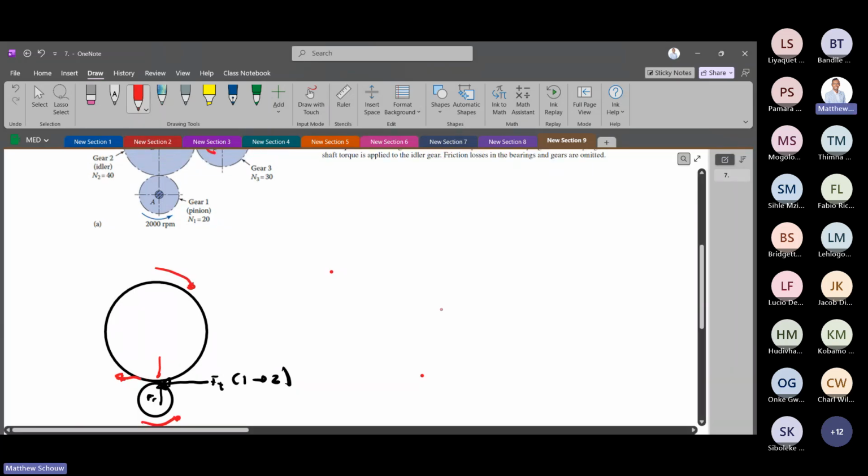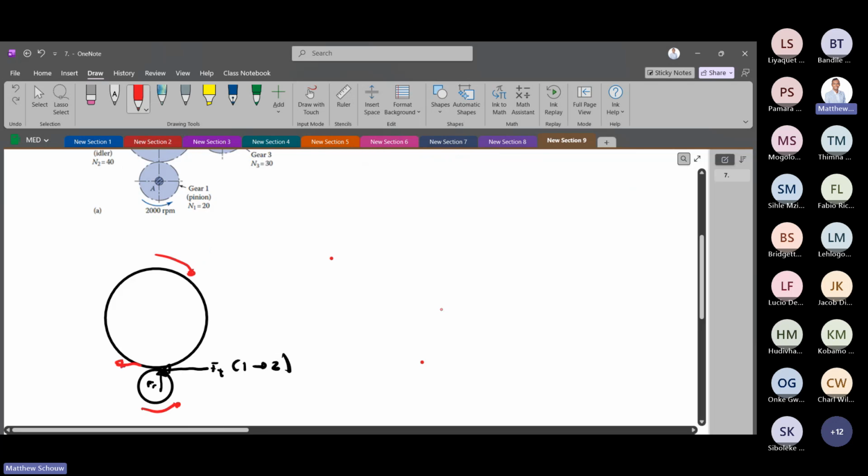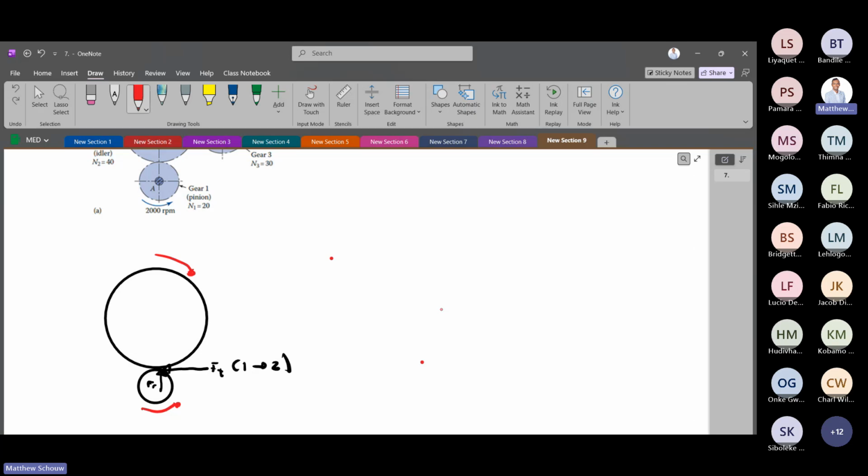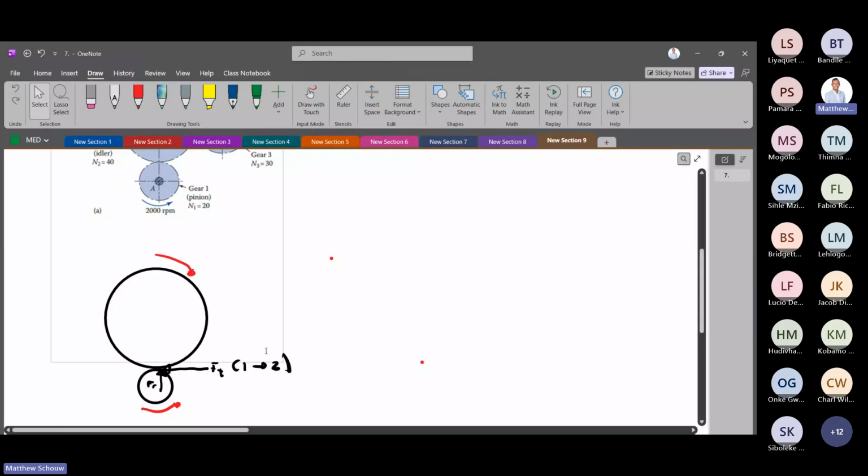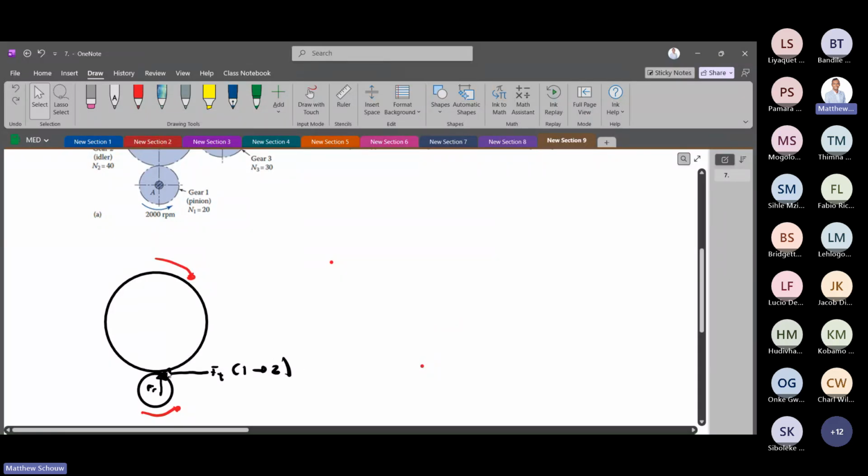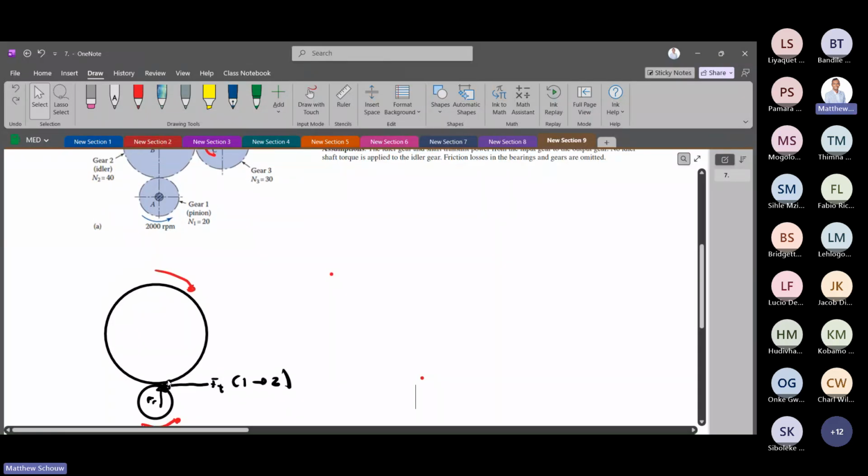And guys, always remember, the radial force is always pushing against something. It's always separating the gears. So you always know the direction of the radial force: it's pushing away. Yeah, that's what I wanted to say.